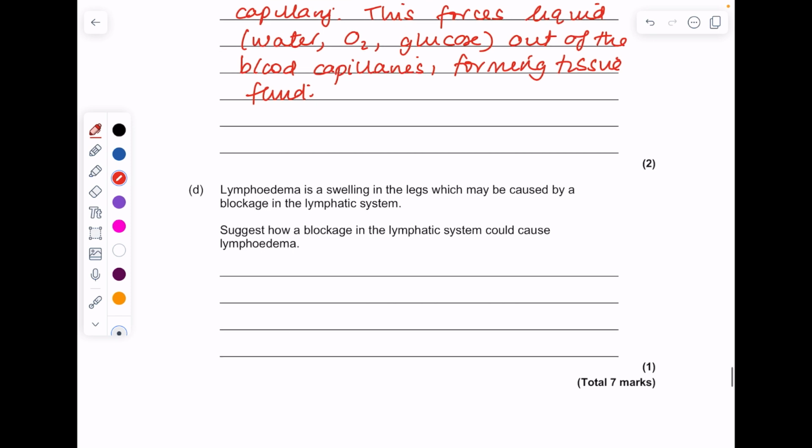Lymphedema is a swelling in the legs which may be caused by blockage in the lymphatic system. Suggest how blockage in the lymphatic system could cause lymphedema. So remember, 10% of tissue fluid goes to form the lymph. That lymph eventually returns to the blood in the subclavian veins. So clearly a blockage in the lymphatic system would mean that excess tissue fluid would build up and not be returned to the blood.